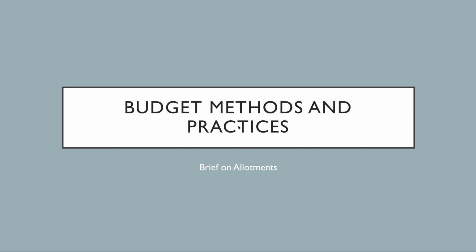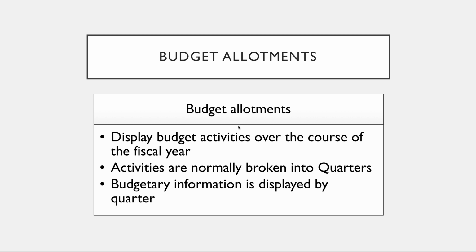Allotments, Part 1. So, what is an allotment? So, basically, an allotment is a display of budgetary activity over the course of a given fiscal year.